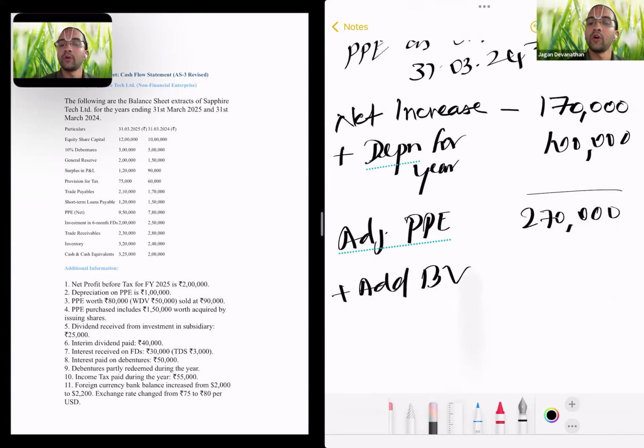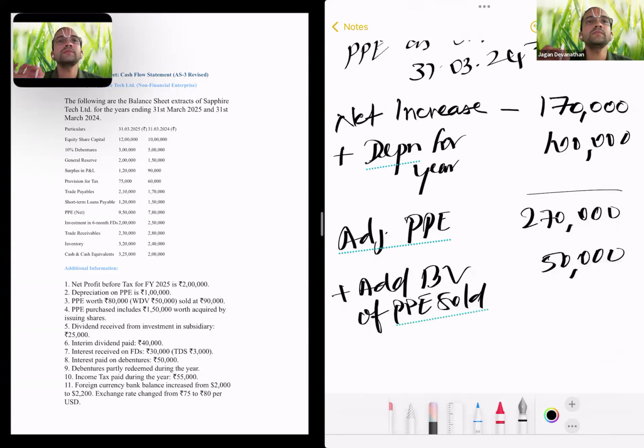Now add the book value of PPE sold. How much is it? We saw in the question. It was 50,000. This has already reduced the PPE figure, so we add it back, right? So it is 3,20,000.